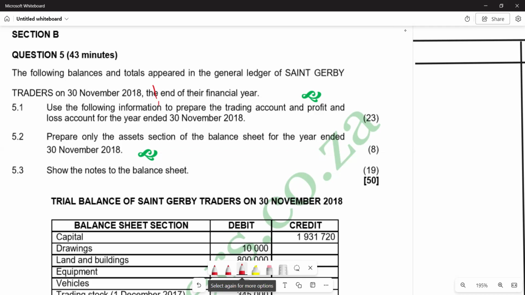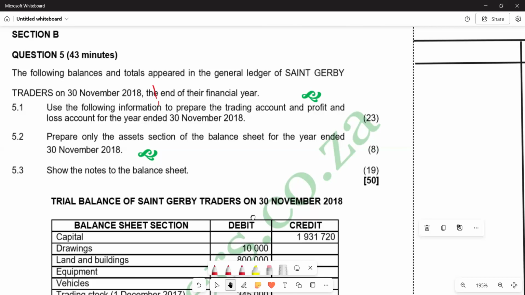Then we are going to look at the first part, which is 5.1, which says use the following information to prepare the following trading account. We are going to create the trading account for the year ended 30 November 2018. So this is what we have according to this question. We are just going to proceed to the other section and see what we have there.